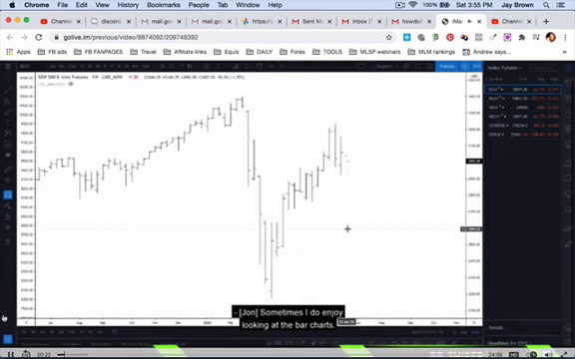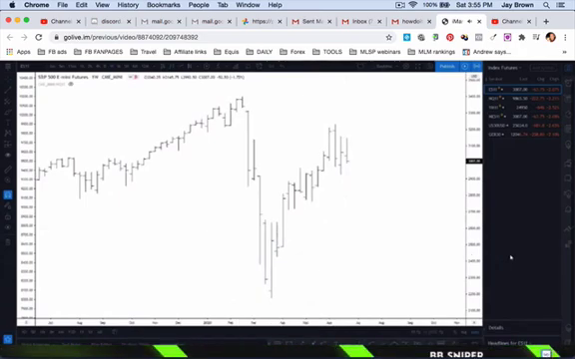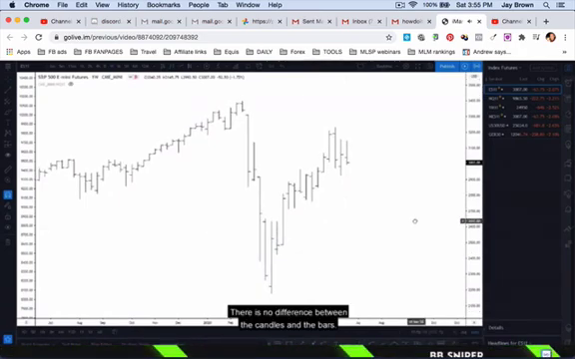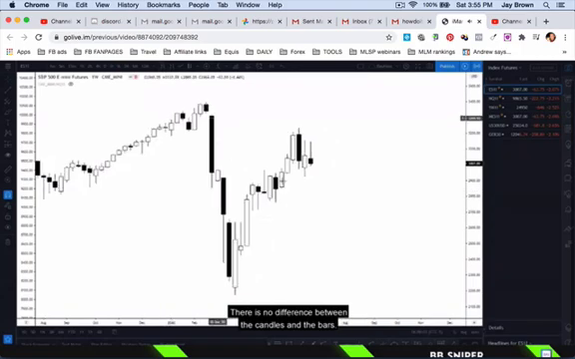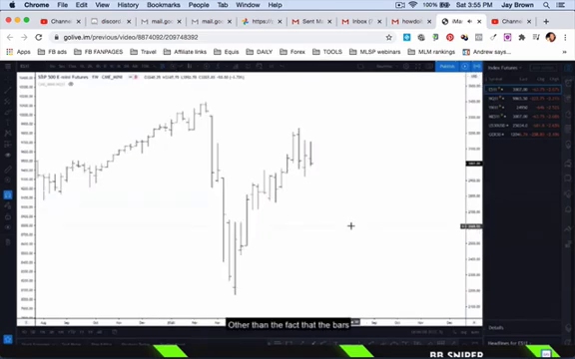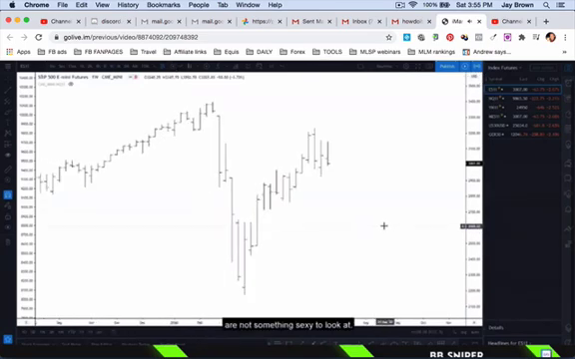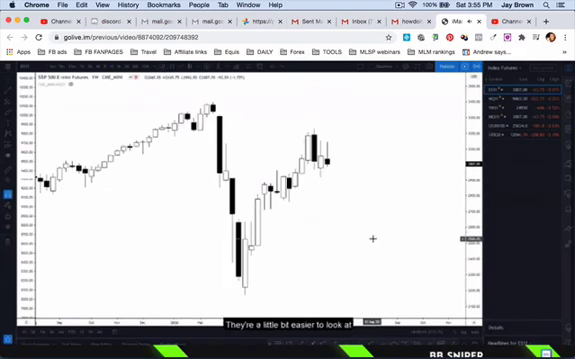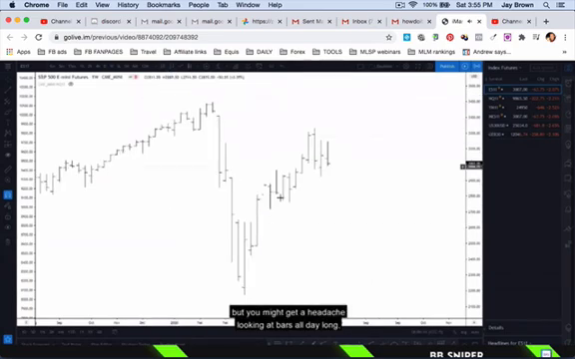Sometimes I do enjoy looking at the bar charts. There is no difference between the candles and the bars, other than the fact that the bars are not something sexy to look at. They're not appealing to the eye, but candlesticks are, right? They're a little bit easier to look at, and you probably won't get a headache, but you might get a headache looking at bars all day long, right? Because there's no colors and stuff like that. But nonetheless, they give you the exact same information, okay?